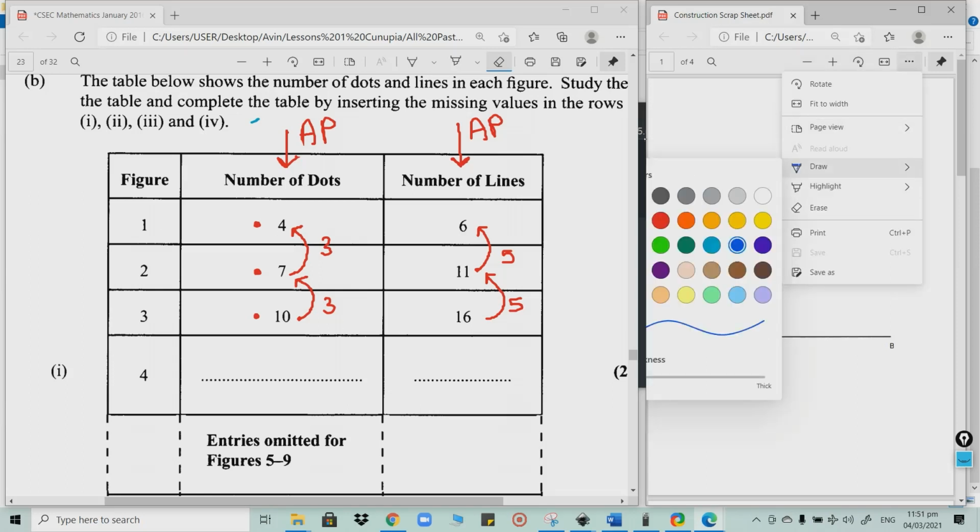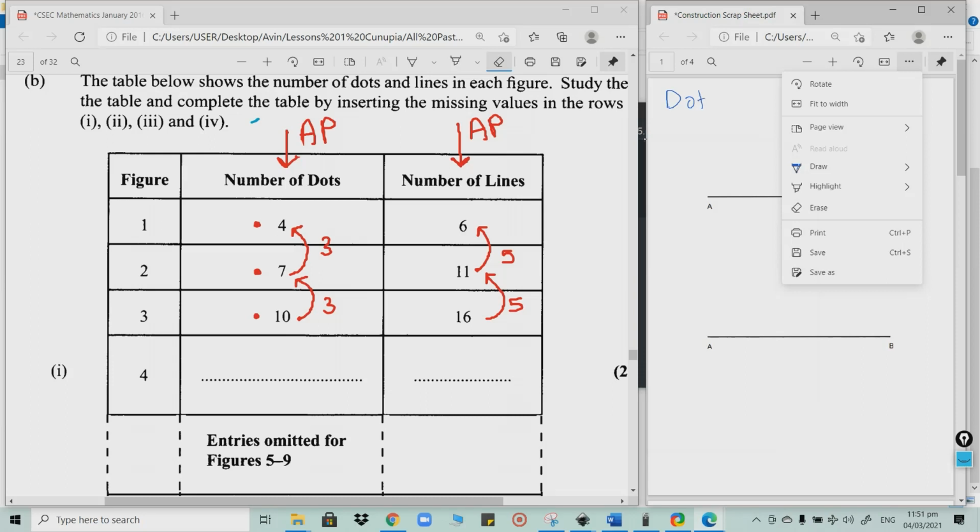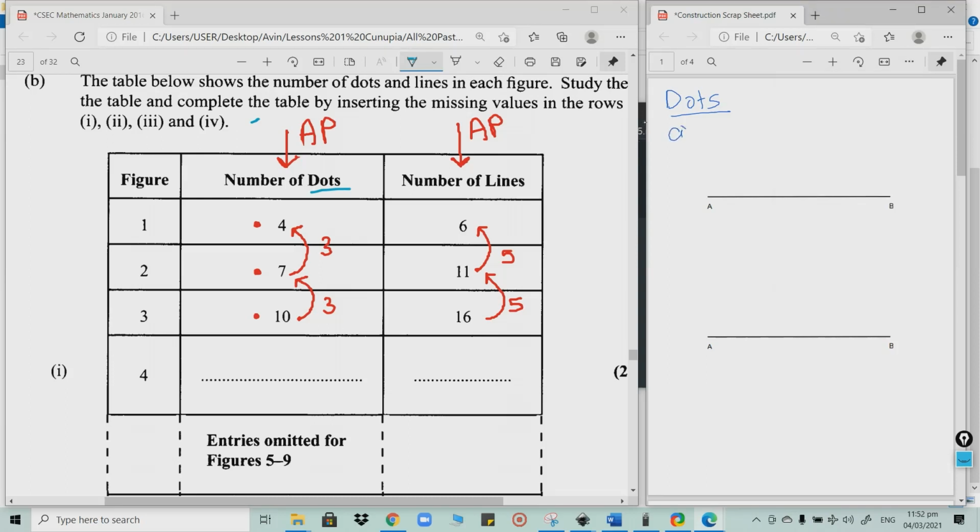So, all right. So for the dots, that's this column here, the one with the dots. A is how much? The first term will be 4. Remember, the first term is 4. How much is the common difference? The common difference is 3. All right. And for the one with the lines, that's this one here. The first term, A, is how much? 6. And the common difference is 5. So at least we have the information for each AP. It's 2 different APs, each with its own A value and its own what? D value.